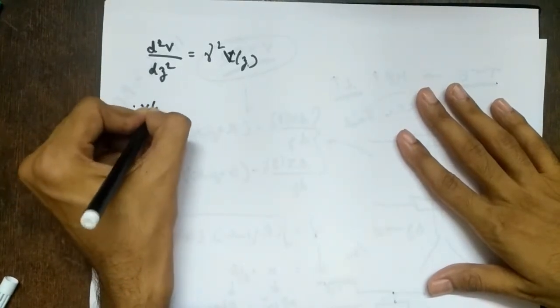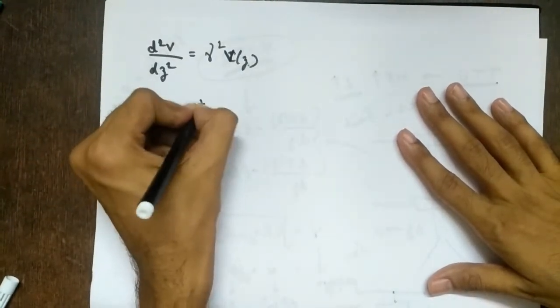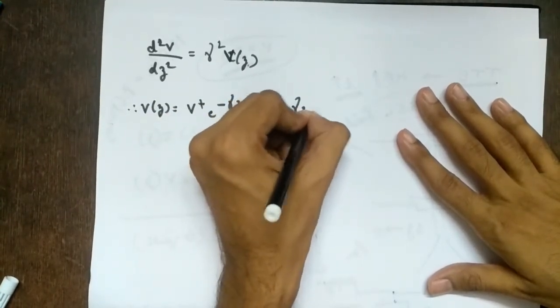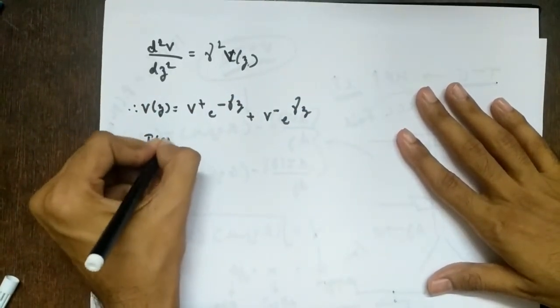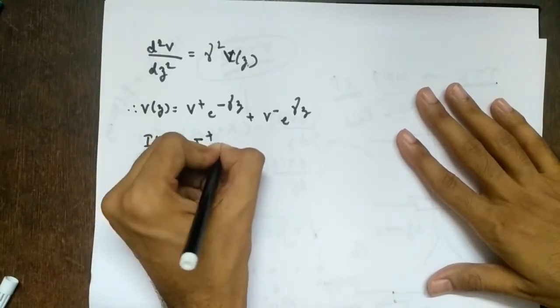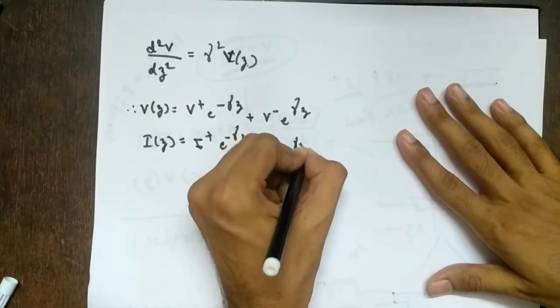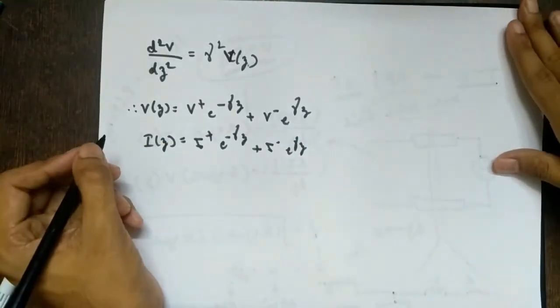So we've got V(z) equal to V plus e raised to minus gamma z plus V minus e raised to gamma z. Similarly we can write I(z) as I plus e raised to minus gamma z plus I minus e raised to gamma z, right? So this is what we got yesterday.